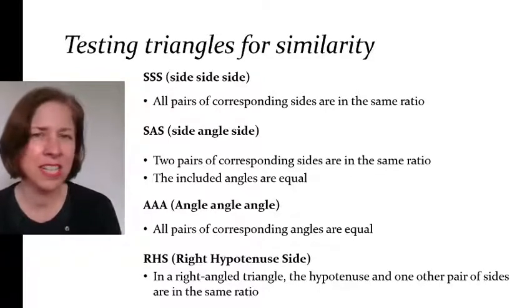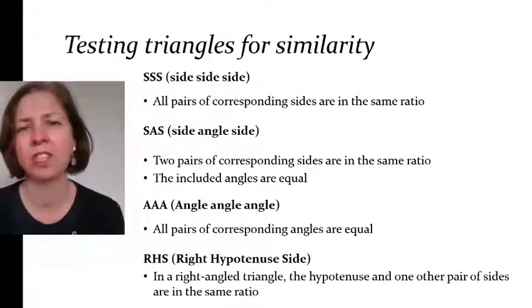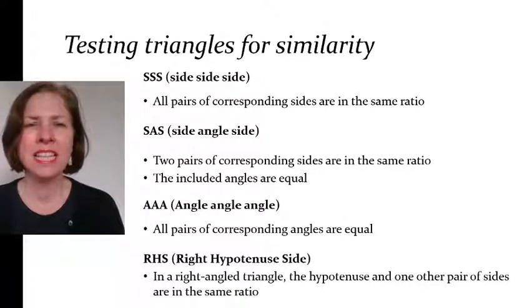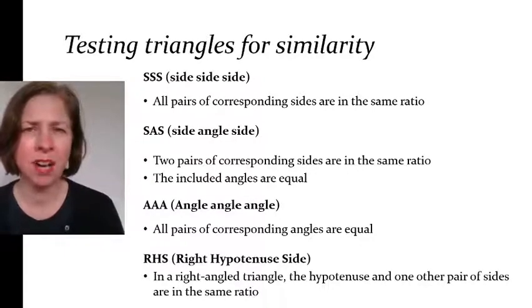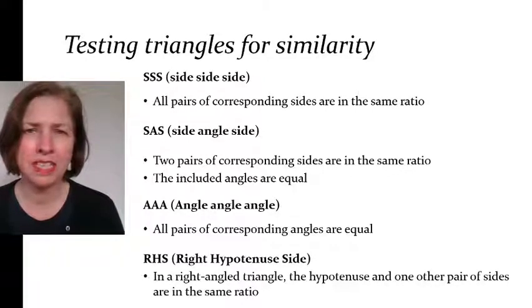So either we don't need to test it at all, and if we do, we need to test at least 2 pairs of sides. So our first one looks very similar to the congruence, side, side, side. But in this case, all pairs of corresponding sides have to be in the same ratio. And I'm going to show you how to use these shortly. The second one is side, angle, side, which means we need 2 pairs of corresponding sides in the same ratio. And then the included angles must be equal.